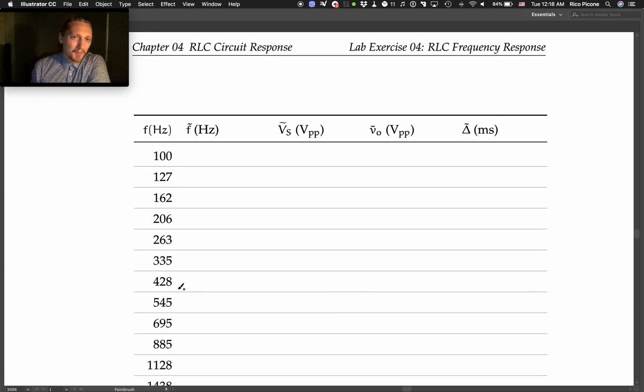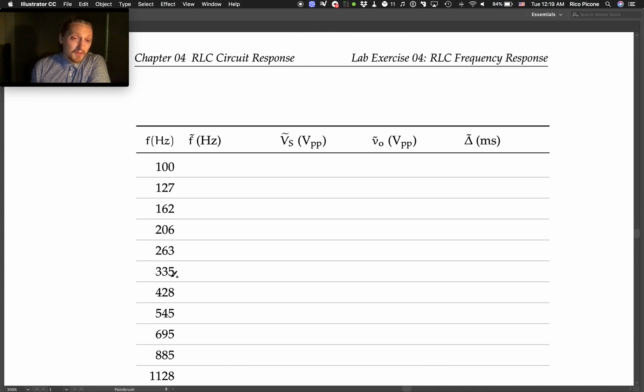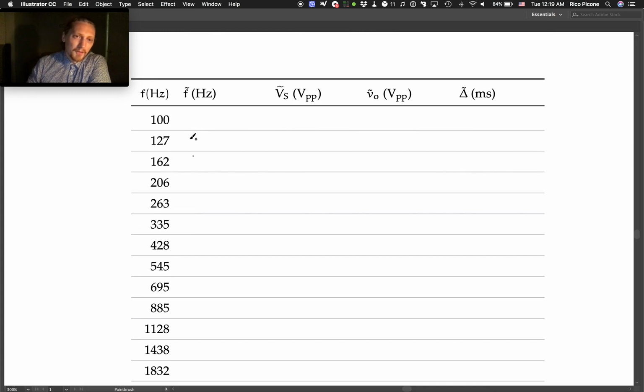I just generated them for you. I didn't make you guys come up with the frequencies. So if you're close, cool. You don't have to be right on the money. Just make sure that you write down what it is. So if it was actually 101 hertz, then write that down. Measure your channel 1 of your oscilloscope peak to peak voltage, the input.